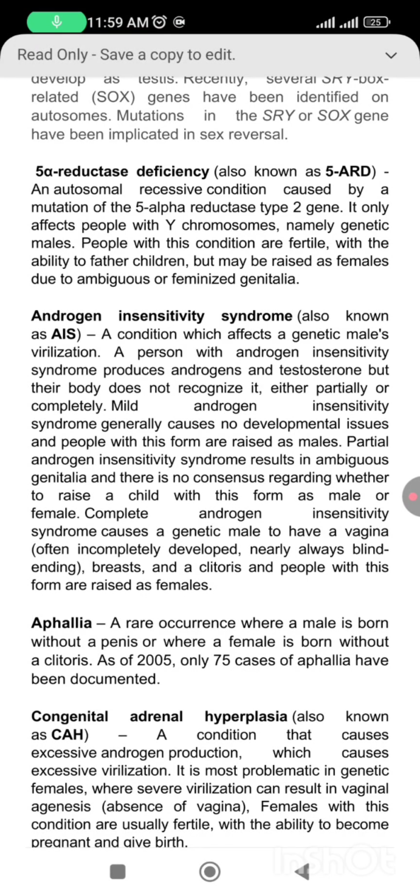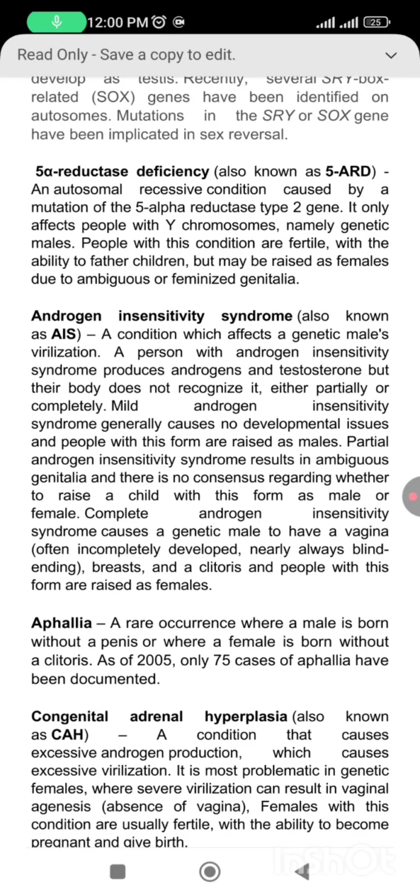Another disorder of sex differentiation is androgen insensitivity syndrome, abbreviated as AIS. It is a condition which affects a genetic male's virilization. A person with androgen insensitivity syndrome produces androgens and testosterone, but their body does not recognize them, either partially or completely. Mild androgen insensitivity syndrome generally causes no developmental issues, and people with this form are raised as males.